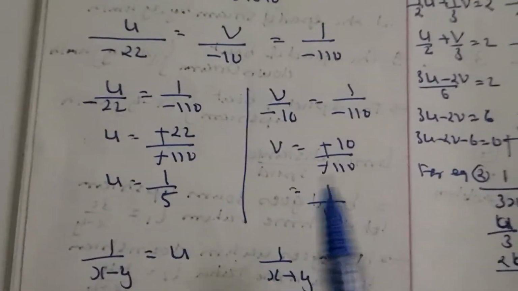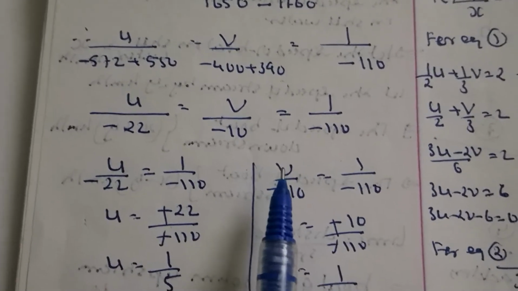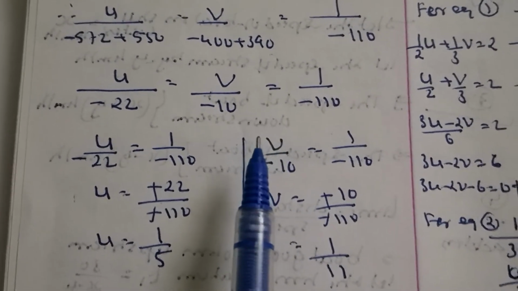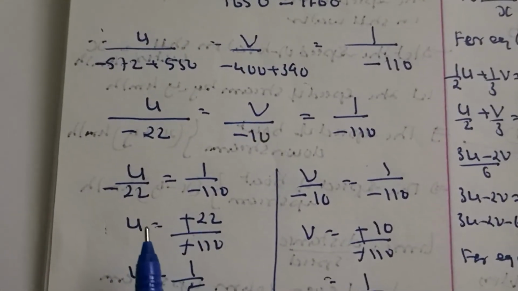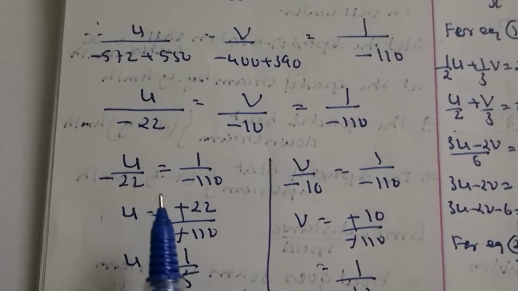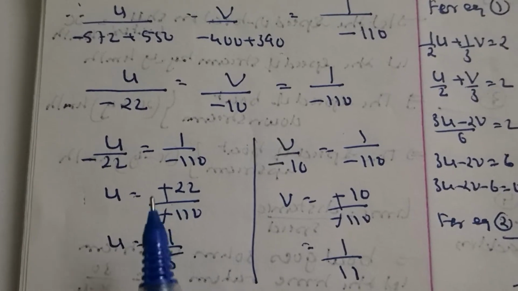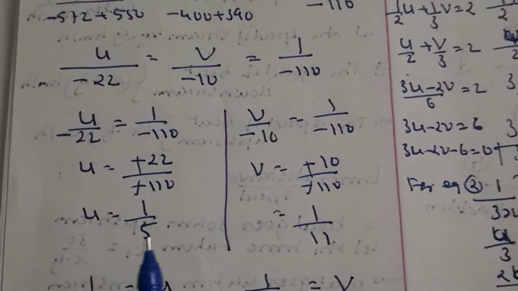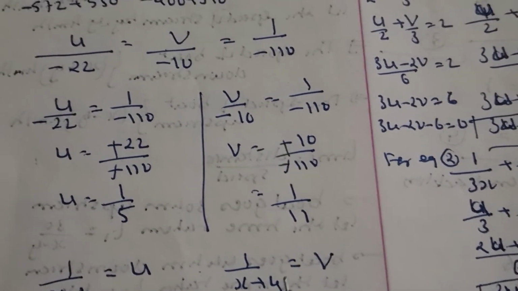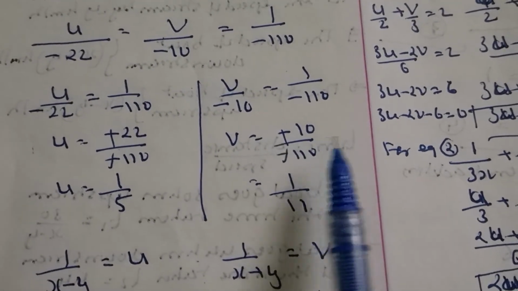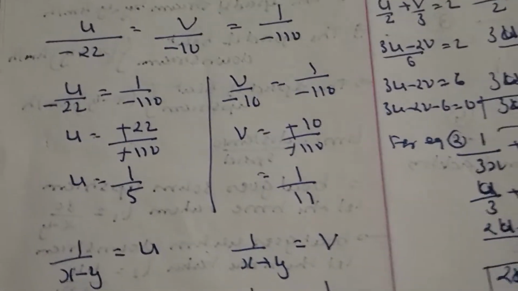Comparing u with 1 upon minus 110, and v with 1 upon minus 110. So u upon minus 22 is 1 upon minus 110. Taking the minus 22 to the right hand side, minus gets cancelled, so u is equal to 1 upon 5. Same way, v upon minus 10 is equal to 1 upon minus 110. It goes on as multiplication, minus gets cancelled, so v is 1 upon 11.